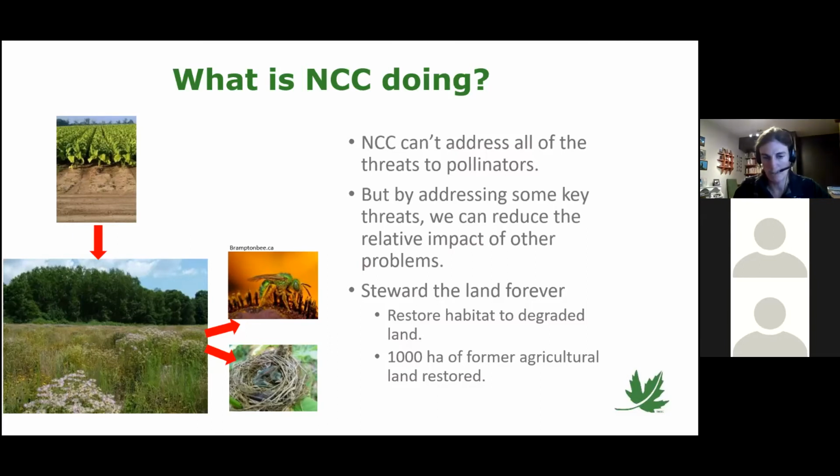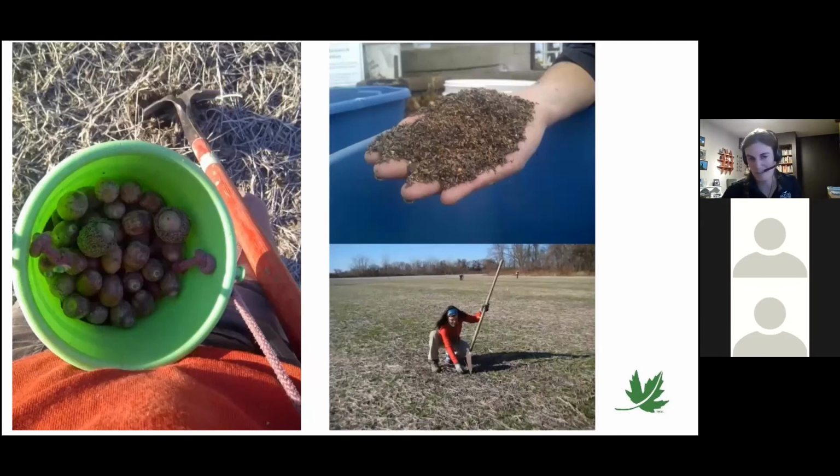So converting former agricultural land into vibrant, diverse habitats dominated by native plants, and then buzzing with fun wildlife, including bees and birds and all these fun things. So what does it actually look like? This can take the form of a lot of things.